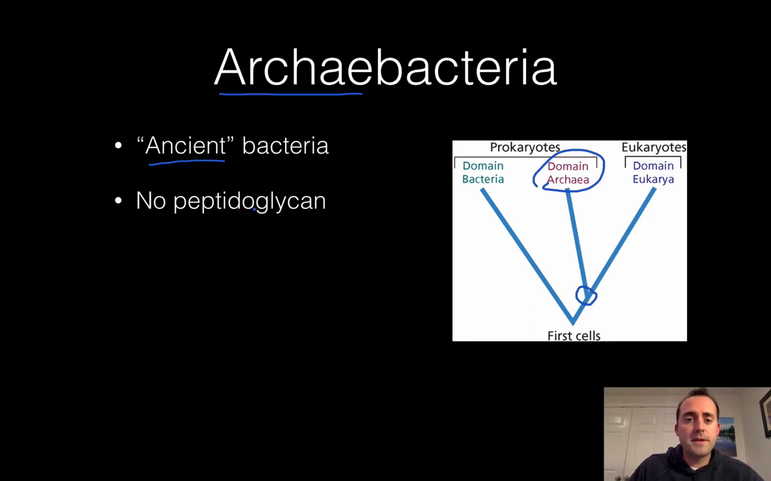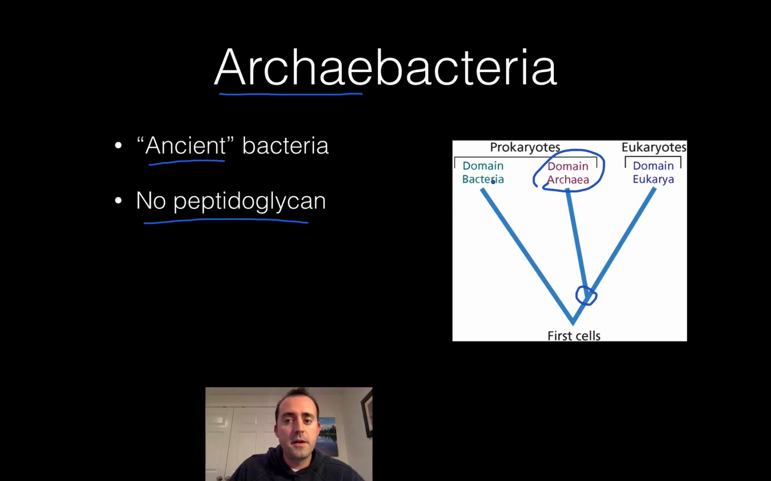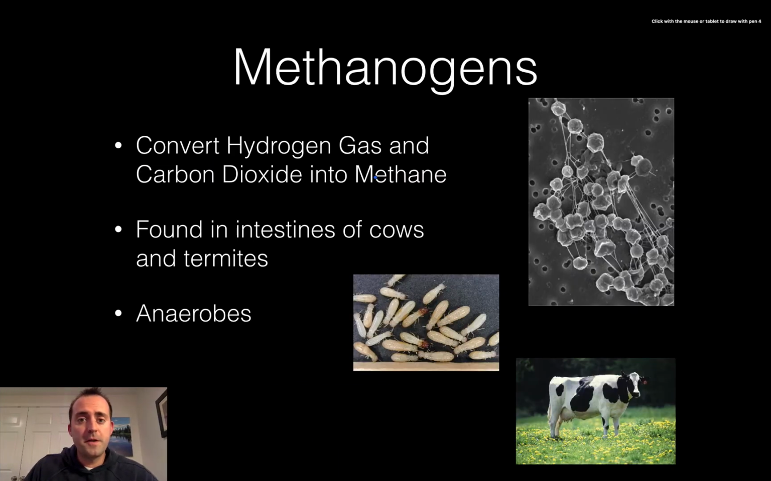Also, another thing about Archaebacteria, they have no peptidoglycan in their cell walls, which is one reason why they're put in their own separate domain, apart from domain bacteria. Now, the first group of Archaebacteria we're going to talk about are called the Methanogens. The Methanogens get their name from the byproduct of their metabolism, which is methane.